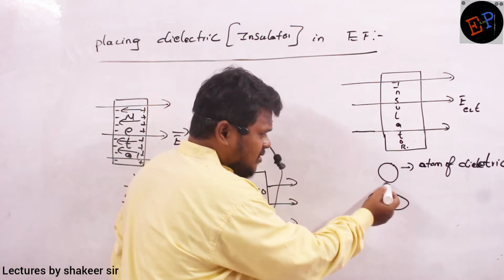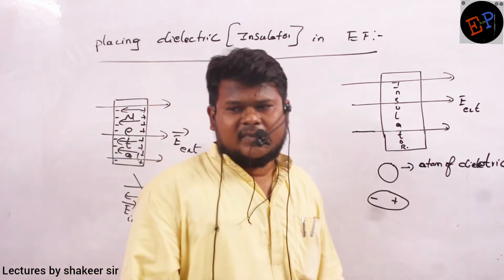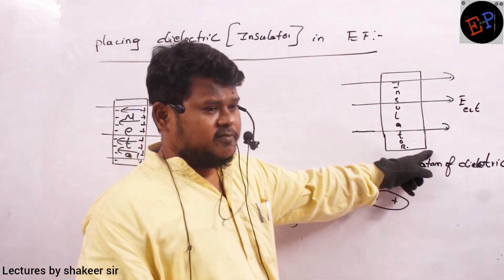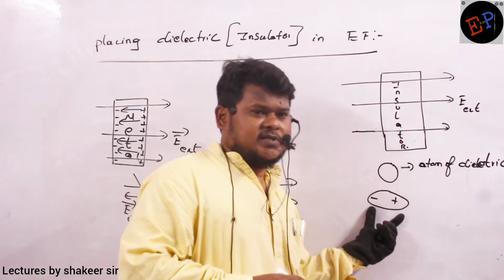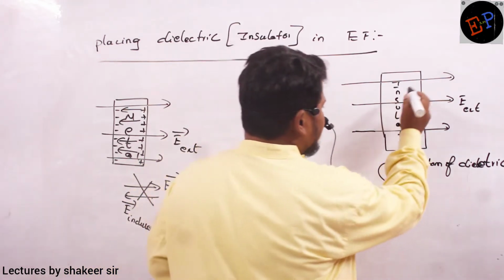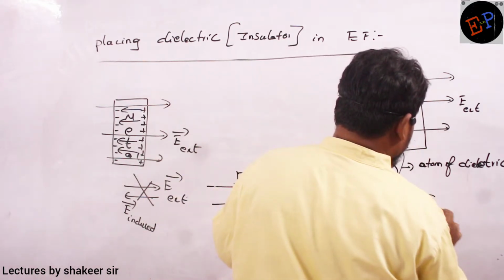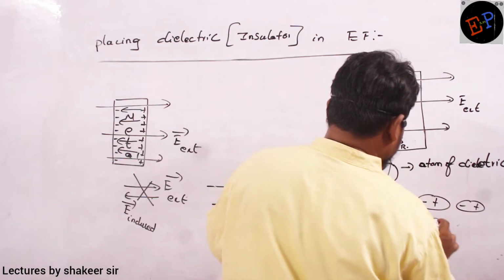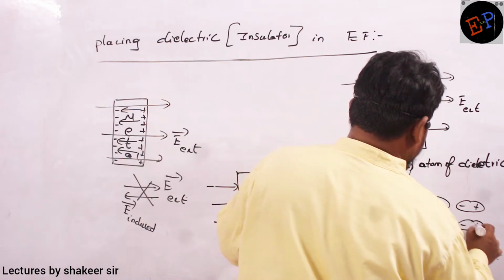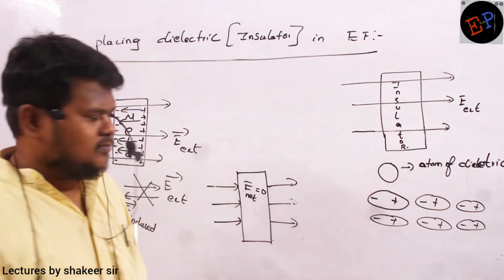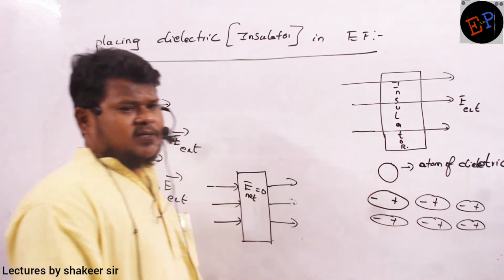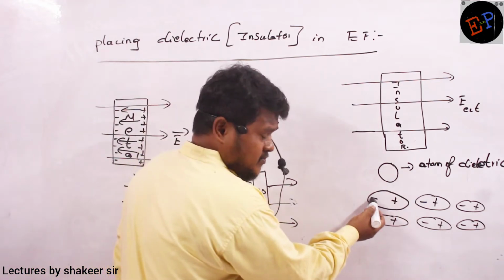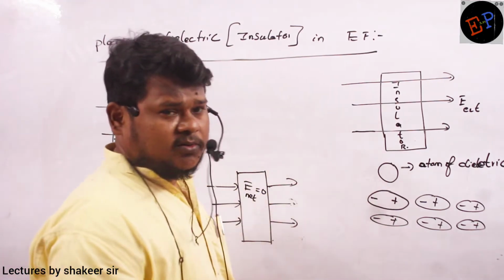Previously, the positive charge and negative charge may be coinciding or may not be coinciding, depending on whether it is a polar dielectric or non-polar dielectric. But when you place it inside an electric field, immediately it will take this kind of shape. It means every molecule present inside this insulator will distort like this: negative, positive, negative, positive. So if a distortion is happening, what is the meaning of this? This is positive and this is negative, so now the positive charge and negative charge are not coinciding with each other.